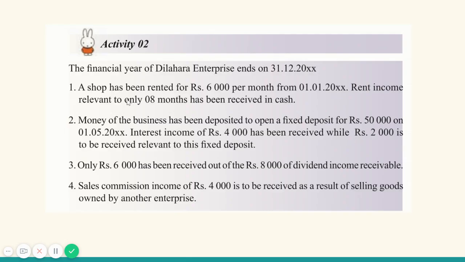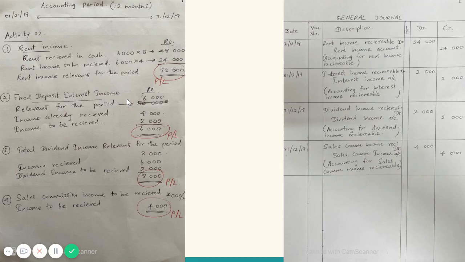So here the first one says a shop has been rented for 6,000 per month. So normally there will be 12 months, and here they have received the rent income only for 8 months. Accordingly, rent income already received in cash is 48,000, and rent income to be received is 24,000, which is for 4 more months that have not been received. Thereby the rent income relevant for the period, or the total rent income, will be 72,000 rupees.